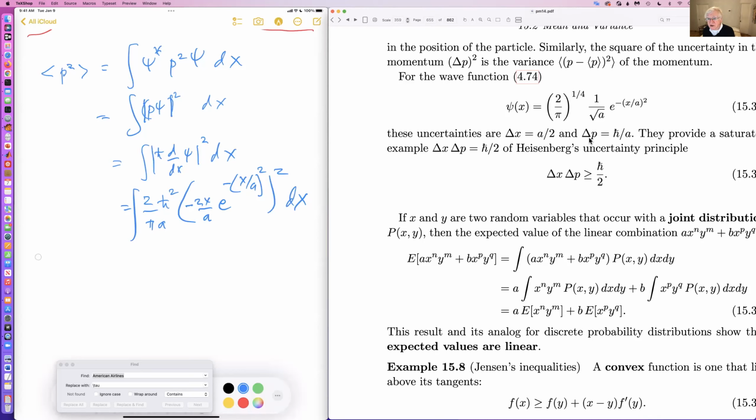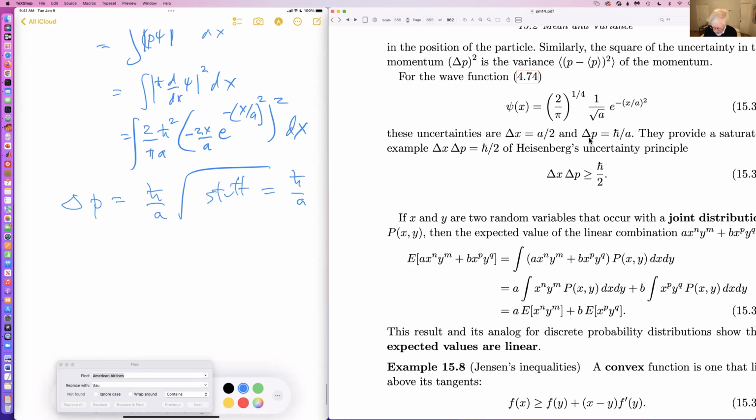The uncertainty then is the square root of that. And so you see that the delta P is going to be h bar over a times something. And the something is a square root of the rest of this stuff here. Square root of, I'll just write stuff. And it turns out that that is actually just h bar over a.